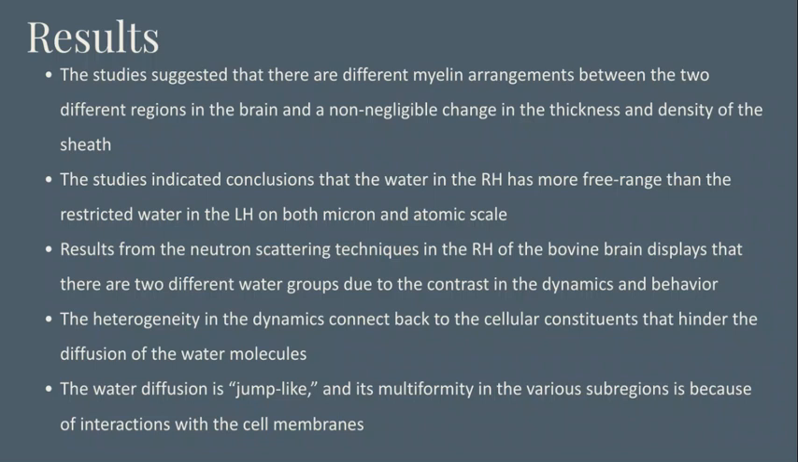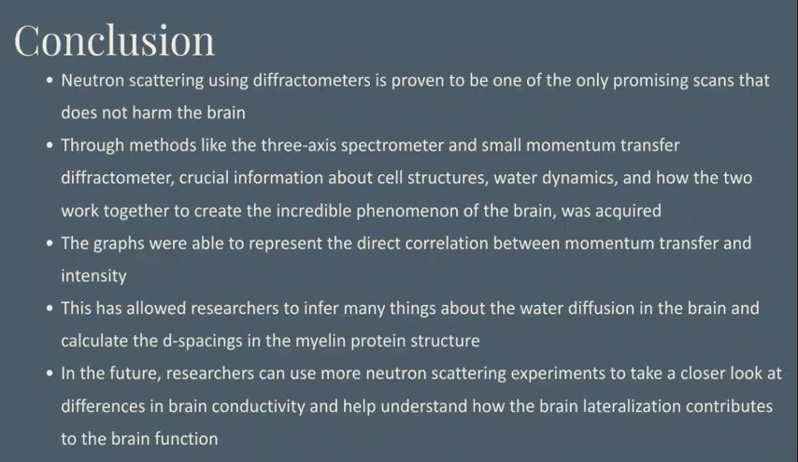Overall, these graphs have indicated conclusions that the water in the right hemisphere has more free range than the restricted water in the left hemisphere on both micron and atomic scales. Results from the neutron scattering techniques in the right hemisphere of the brain display that there are two different water groups due to the contrast in the dynamics and behavior. The heterogeneity in the dynamics connects back to the cellular constituents that hinder diffusion of water molecules. The water diffusion is jump-like in its multiformity in the various subregions because of interactions with the cell membranes.